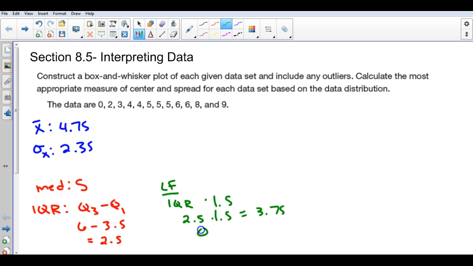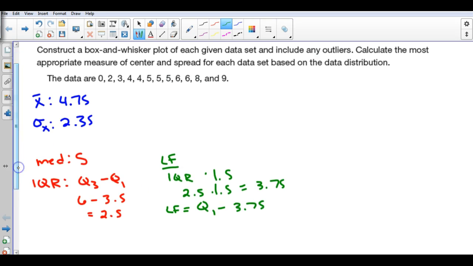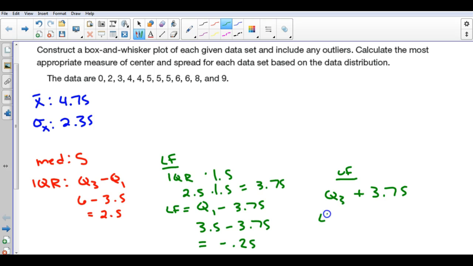So to get the lower, I'm going to take Q1, LF equals Q1 minus 3.75, and Q1 was 3.5, so take 3.5 minus 3.75, so I have a lower fence of negative 0.25. And then to get my upper fence, I'm going to take Q3 and add that value of 3.75. Q3 is 6, so to calculate my upper fence, I'm going to take 6 and add 3.75, so I get an upper fence of 9.75.